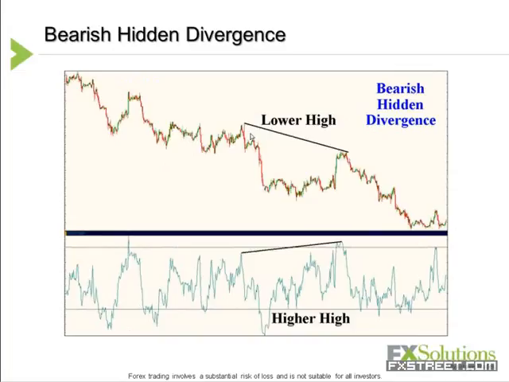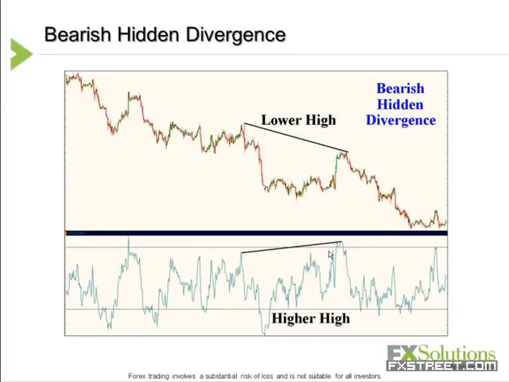Same thing with the bearish hidden divergence. I like to think of these as more high probability because I'm looking to trade in the direction of the trend. In this case, it's a downtrend. So we have a lower high in price. What is this but simply a pullback? What is this lower high? It's a pullback within a downtrend, okay?